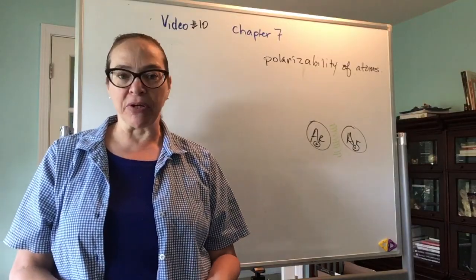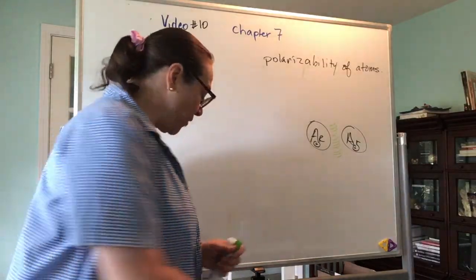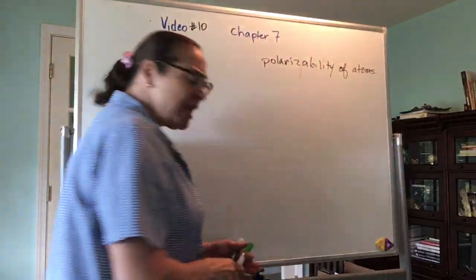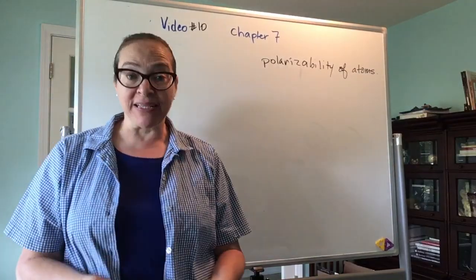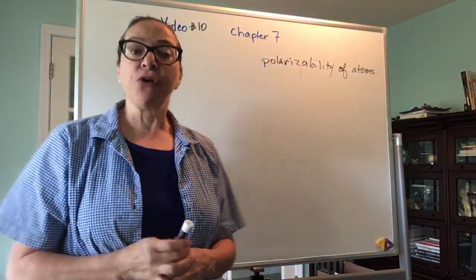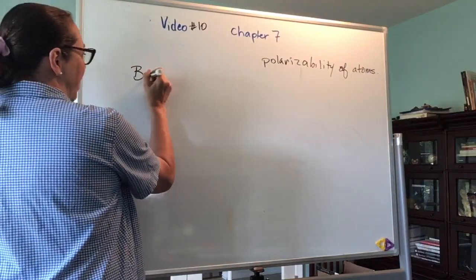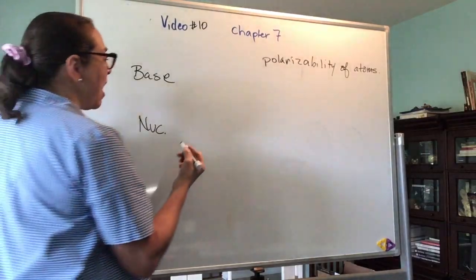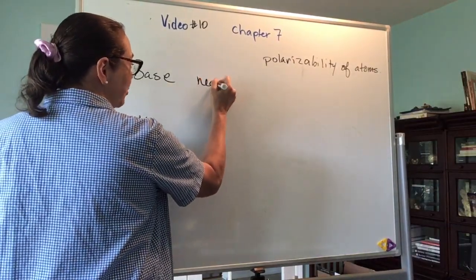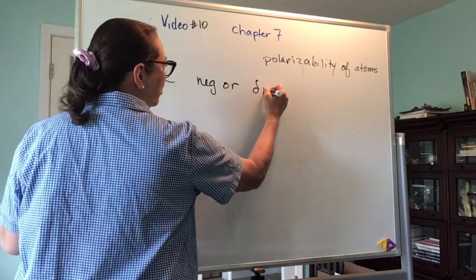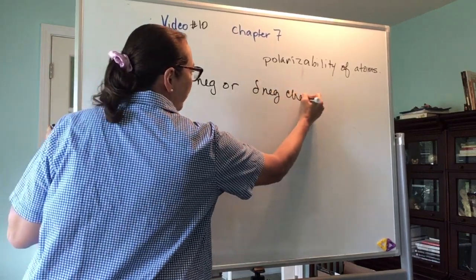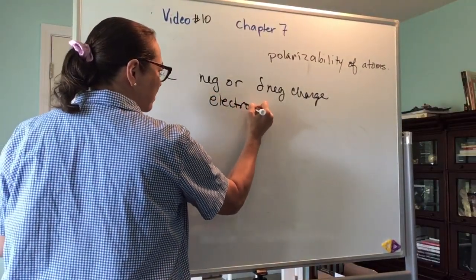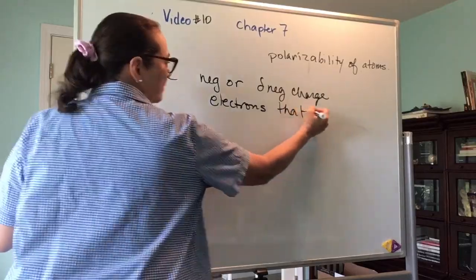Why is that particularly important in organic chemistry? Well, very shortly, we're going to have to identify the difference between bases and nucleophiles. So far, we know that bases and nucleophiles have a whole lot in common. We know that bases normally have a negative charge or a partial negative charge. So mainly, they have to have some electrons that can do some attacking.